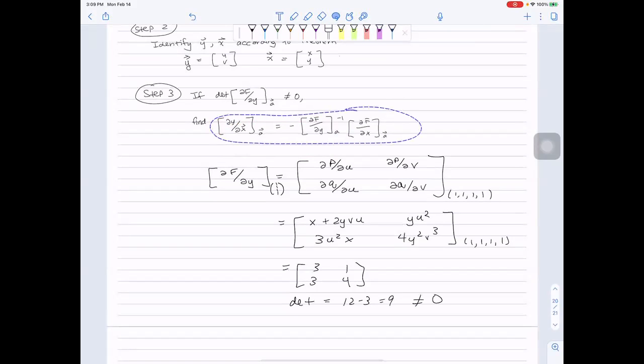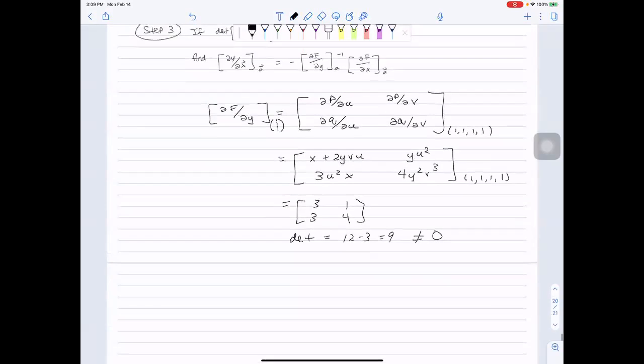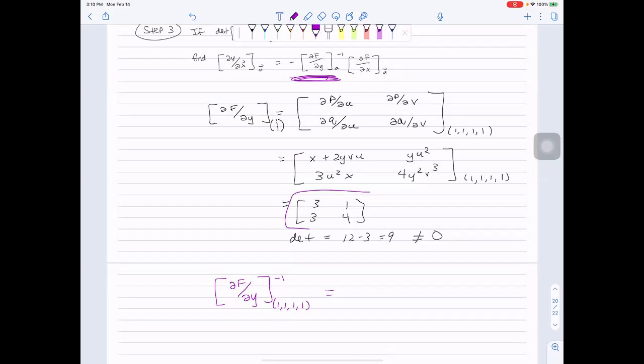Okay, so now using our equation, let's first, we already found this. Oh wait, we did not find it. We found this without the inverse, so that's that. So let's find the first thing we need, in purple: the partial of F with respect to y inverse at our point 1, 1, 1, 1. You can just take the inverse of what we just found, this 3, 1, 3, 4 matrix, which is 1/9 times 4, -3, -1, 3.